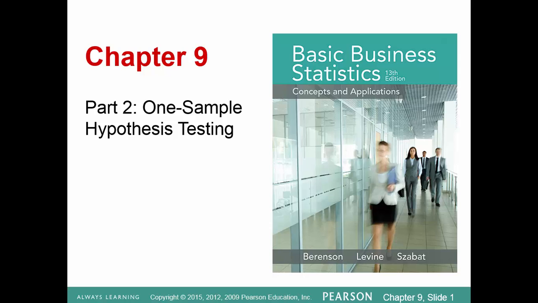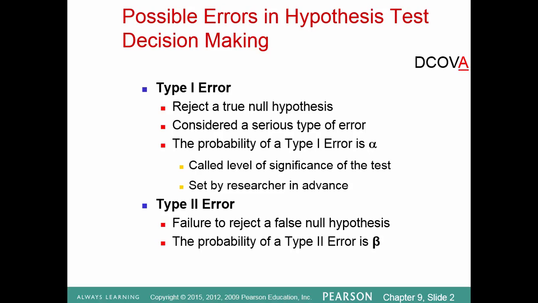This is the second half of the Chapter 9 slides, going over some examples of one-sample hypothesis testing. We begin by discussing the types of possible errors that you can make when you do hypothesis testing.